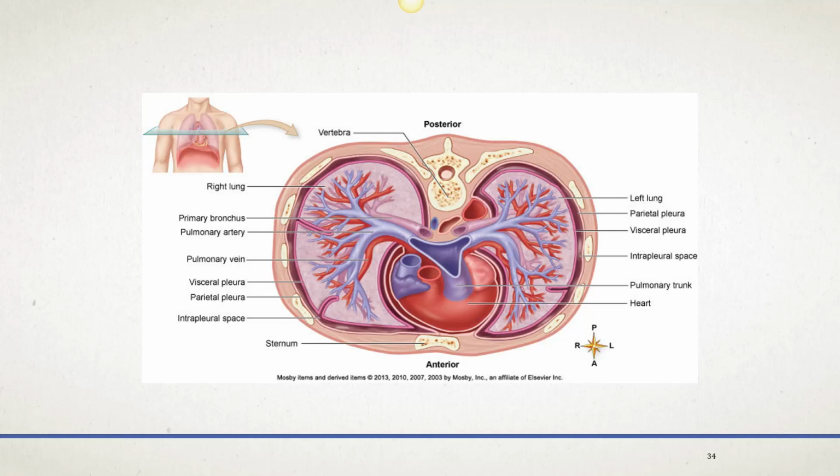This is a picture of a cross-section of the thoracic cavity. So you can see how the right lung is completely enclosed and the left lung is completely enclosed by these pleural cavities.